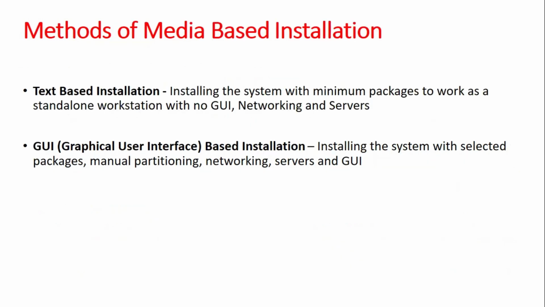Now, the methods of media based installation. We have two types of media based installation. One is text based installation. The other one is GUI based installation. In text based installation, you install the system with minimum packages to work as a standalone workstation, where you don't have GUI, networking or server, just a standalone workstation. And in GUI based installation, you install the system with selected packages, manual partitioning, networking, servers and graphical user interface. You can select and install it.